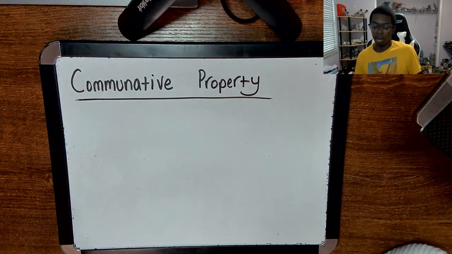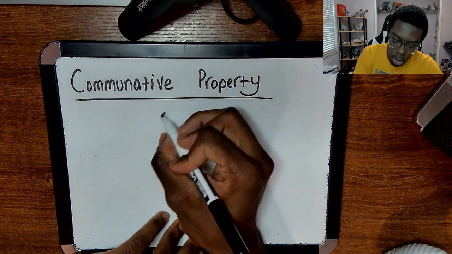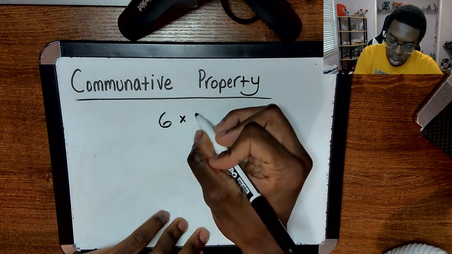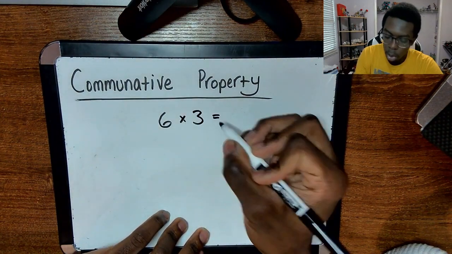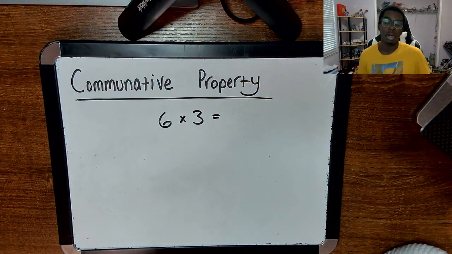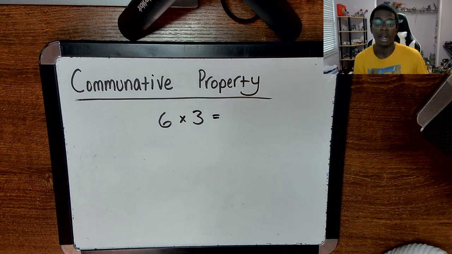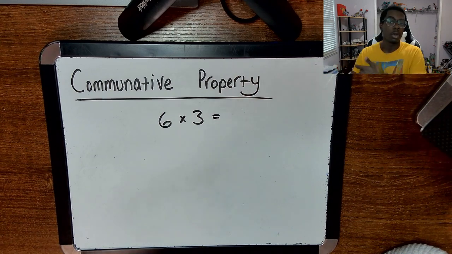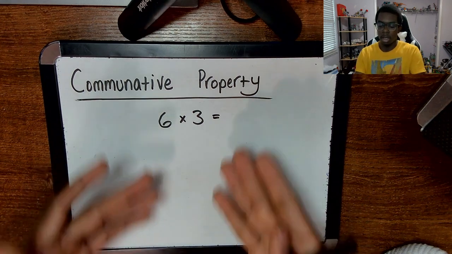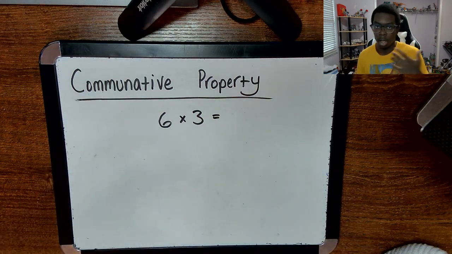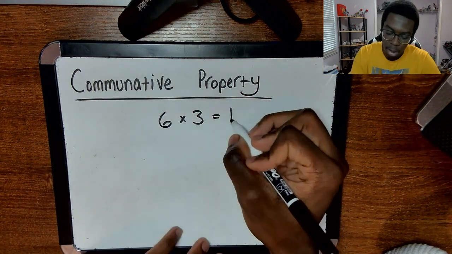Now let's look at multiplication. So we can do 6 times 3. If you don't know your multiplication tables, definitely learn those. It makes it very easy when you go on to further math to just be able to know these different multiplications very fast. This is going to be 18.